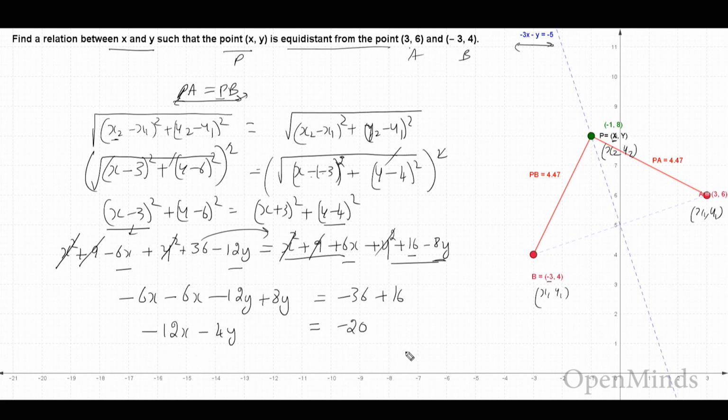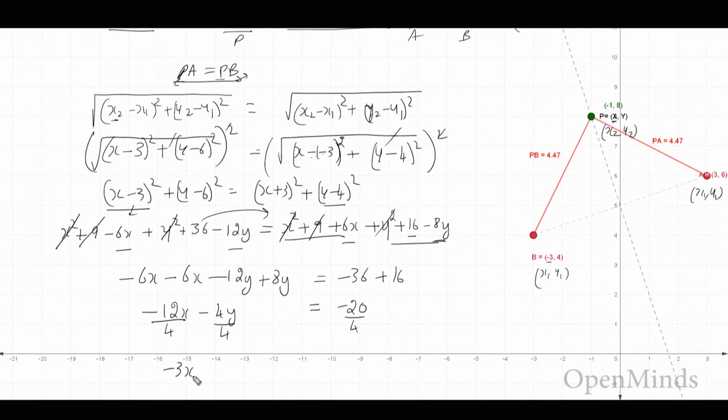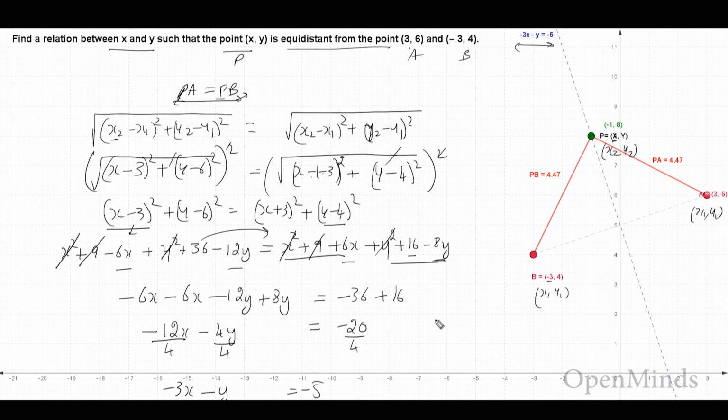Now is this something I can divide the whole equation with? Yes, I can divide the whole equation by 4. Yeah, I can do that. So dividing the whole equation by 4, you do get negative 3x minus y is equal to negative 5. Is that the equation we have here? Exactly. Or we can just change all the signs to give you 3x plus y is equal to 5. We can also do this. Beautiful.